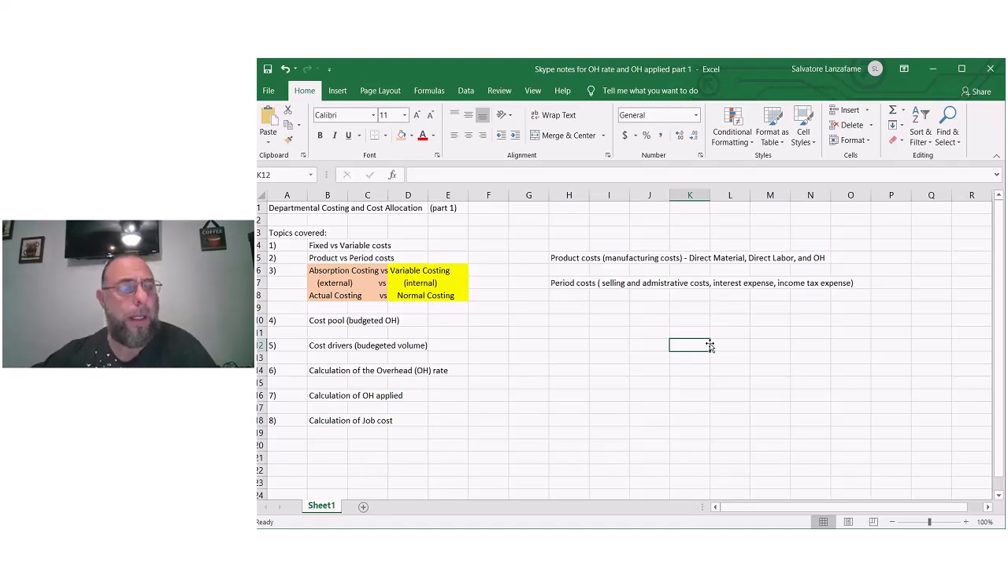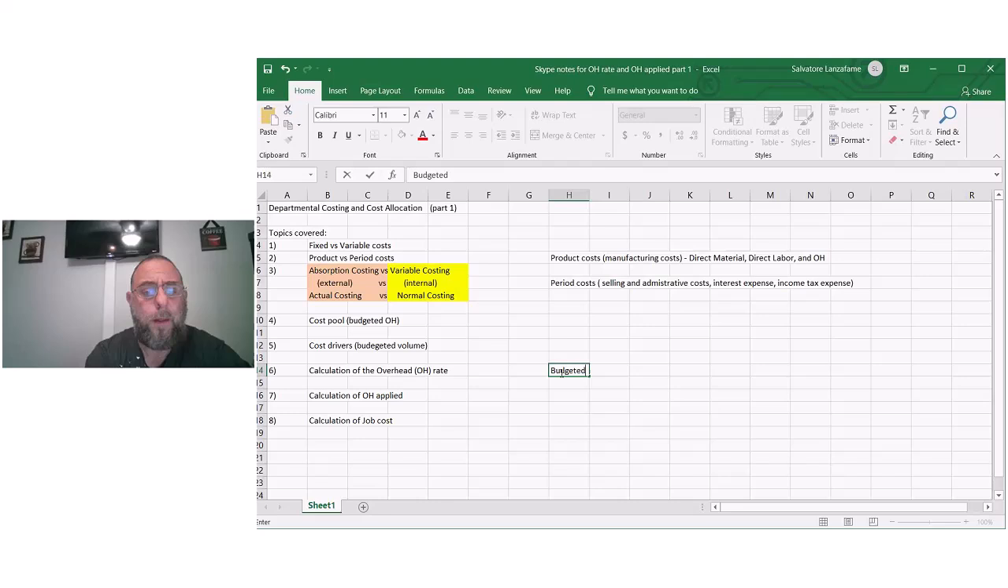So in looking at the remaining list that you see there, you see cost pool, cost drivers, calculation of the overhead rate, calculation of overhead applied, and calculation of job cost. So when you're calculating the overhead rate, you are involving two main categories, and that's the cost pool and the cost drivers. So just very quickly, let me show you the formula that you need to know in order to calculate the overhead rate. What you would do is take your budgeted overhead and divide that by your budgeted volume.